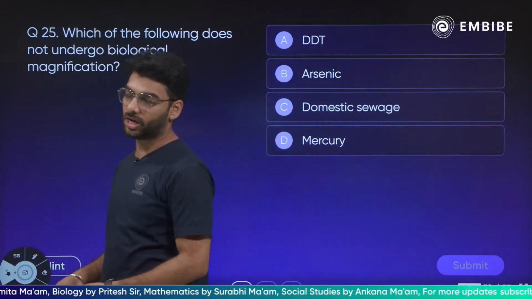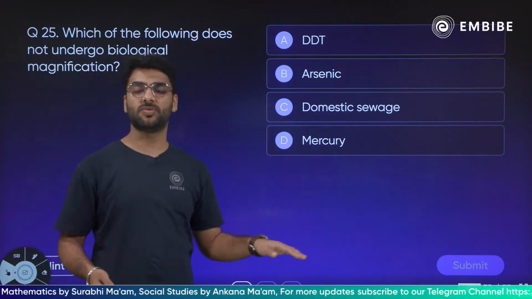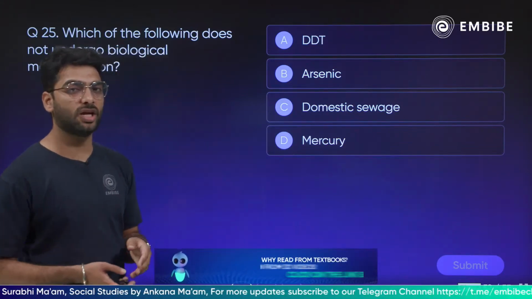Yes, Rupanjana, both are right. Global warming as well as ozone depletion. Give me the answer to this: which of these will not indulge in biomagnification?